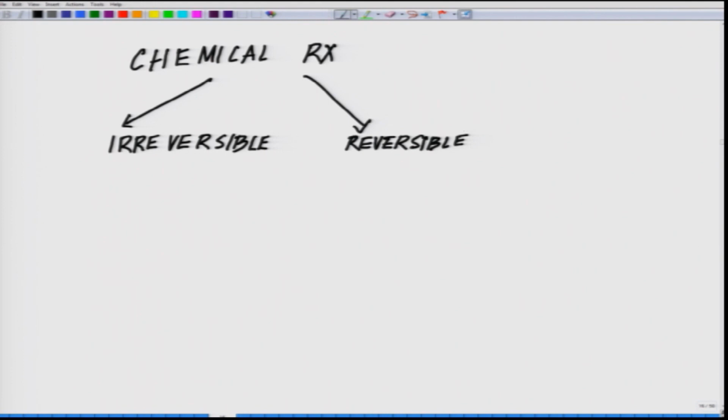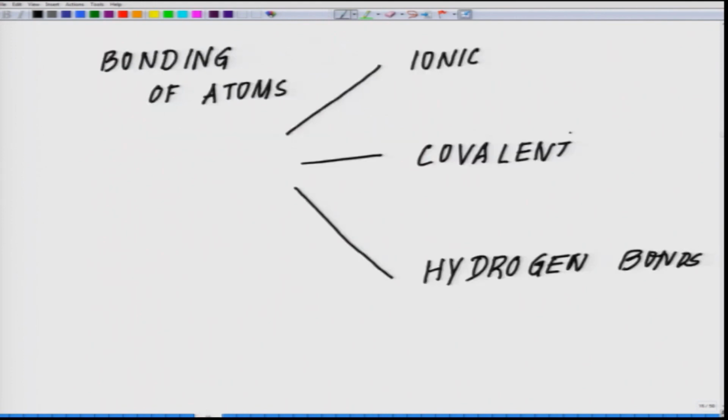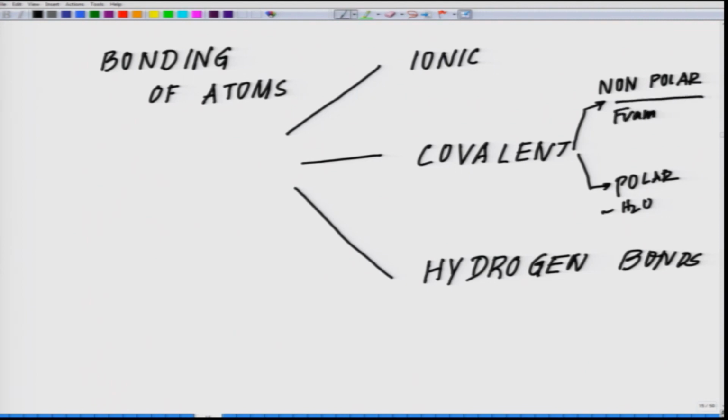One more thing which I forgot to mention in the previous slide: these covalent bonds can be further classified into non-polar and polar covalent bonds. An example of a polar covalent bond is water, which is a polar molecule, and non-polar covalent bonds are the ones which form the framework of most of the molecules of our body. Okay. These are some of the points you should remember.